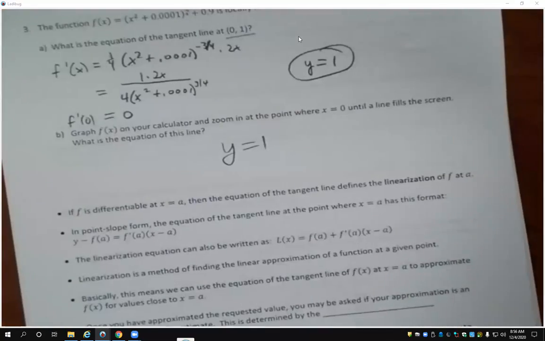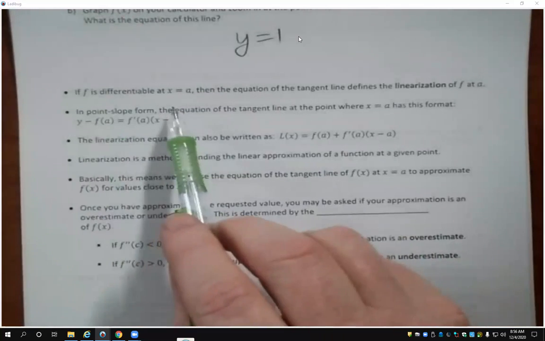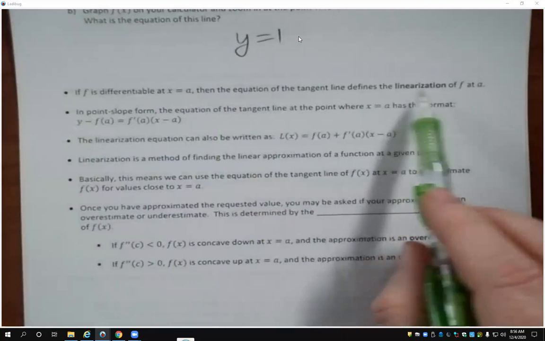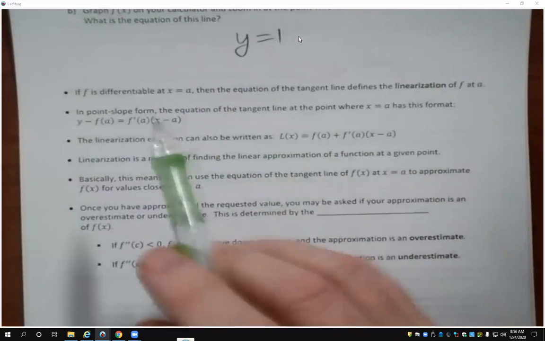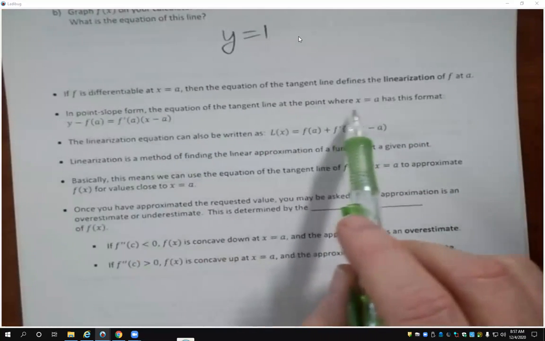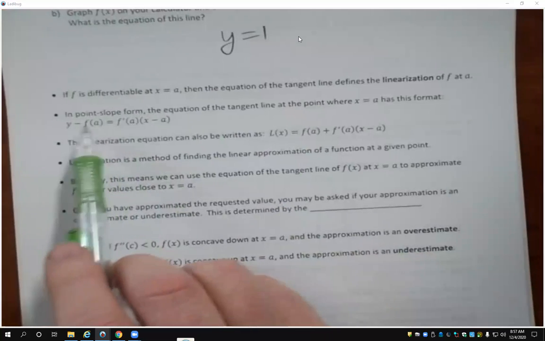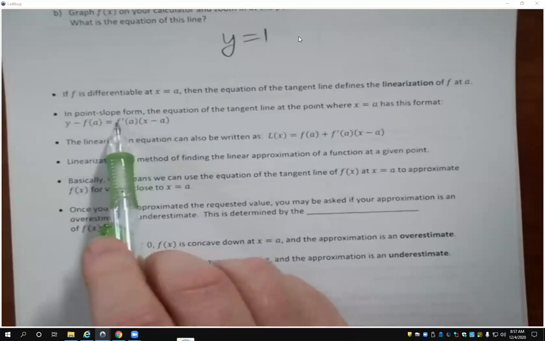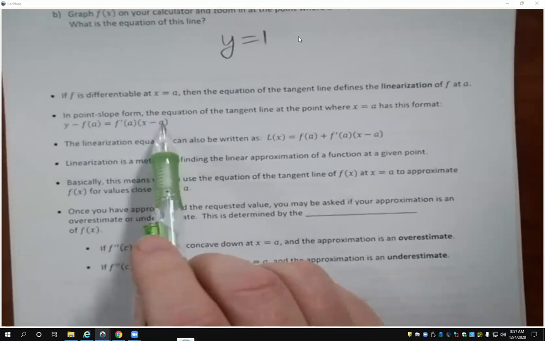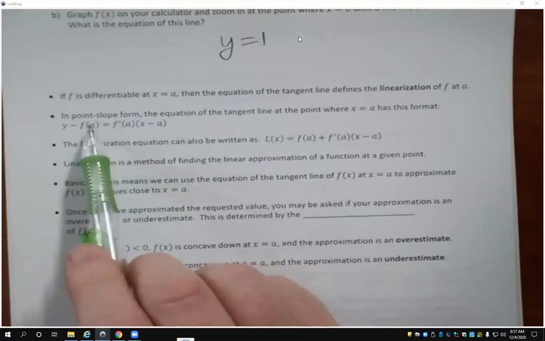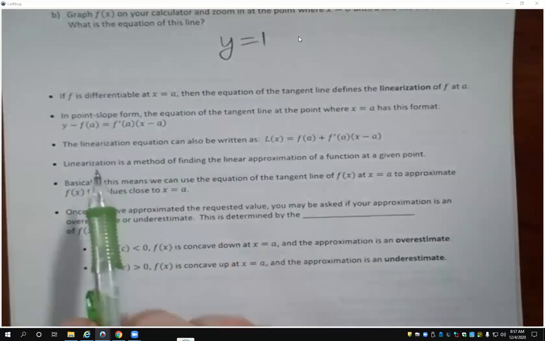All right. We're almost to what this all means. If f is differentiable at a point A, then the equation of the tangent line defines the linearization of f at A. I'm going to explain all this. In point slope form, the equation of the tangent line at the point where x equals a has this format: y minus f of a, that's just y1, is equal to f prime of a, which is the slope, times x minus a, where a is just your x value. So there's your x, there's your y, there's your slope. This is point slope form.